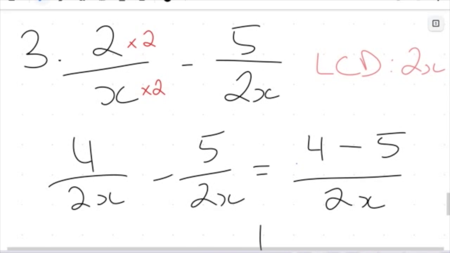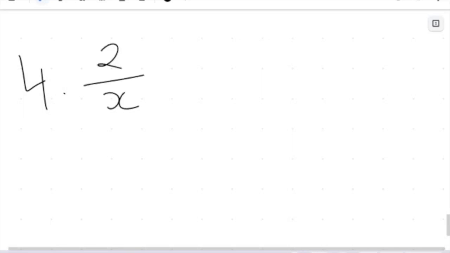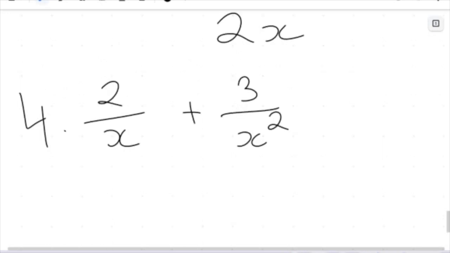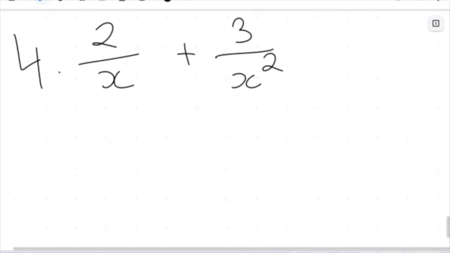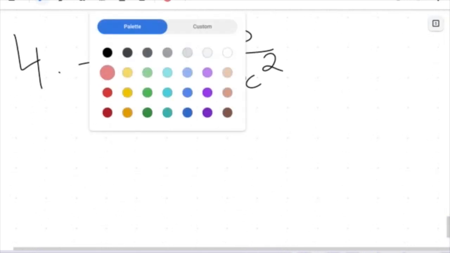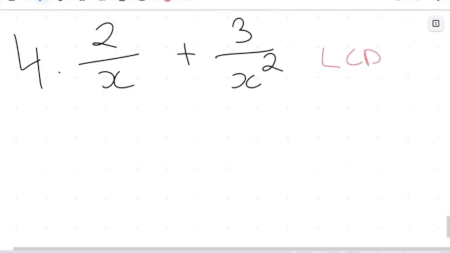So even though now we have these scary algebraic letters, we can still work through it in the same way. Let's look at one more example and we'll wrap up. So we have here 2 over x plus 3 over x squared. Okay, now we don't even have any semblance of a number here. Here we had the 2, but now we have everything in terms of x. What's the lowest common denominator?